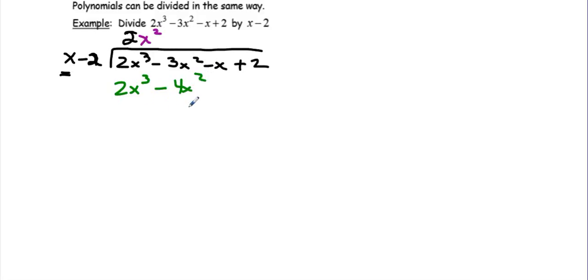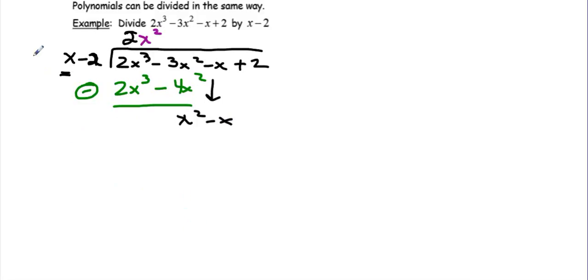Okay? Then we do our subtraction just like we did with the numbers. This should cancel. This should be 0. And don't forget, minus 3 minus minus 4 is actually positive x squared. So x squared, then I'm going to bring down the minus x because we're always working with two terms. And then the process repeats itself.